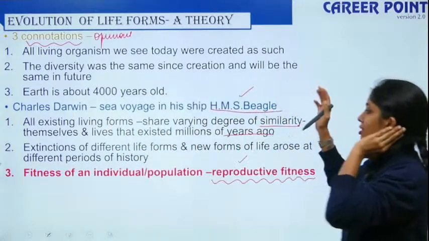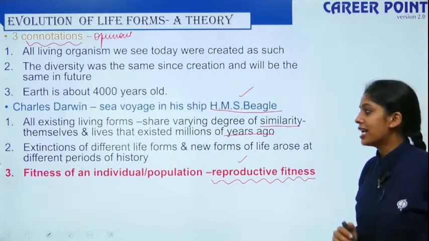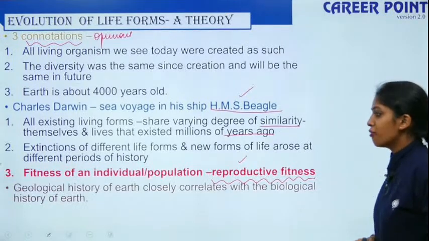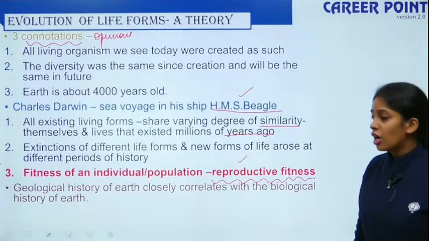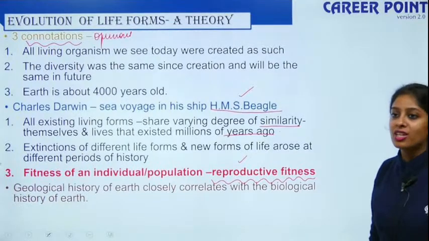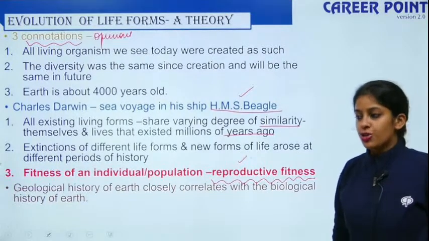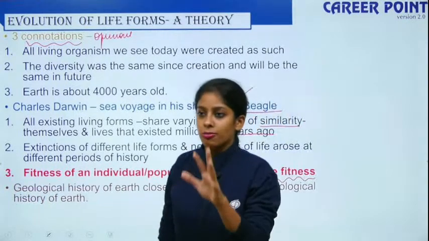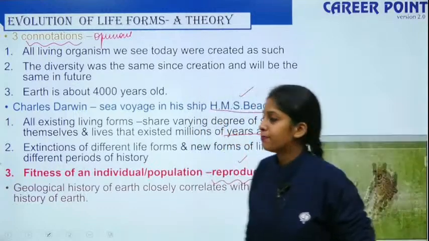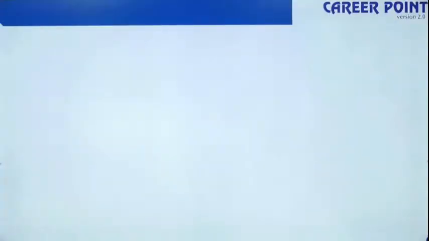Okay, so this is the conclusion that Darwin gave us. So now from here we move forward. The geological history of Earth closely correlates with the biological history of the Earth. So wherever the organism is adapted to live, that talks about the geography, right? Okay. So now we move forward.